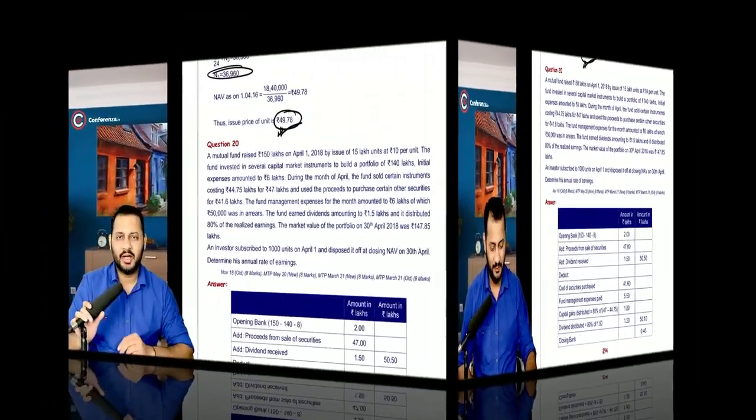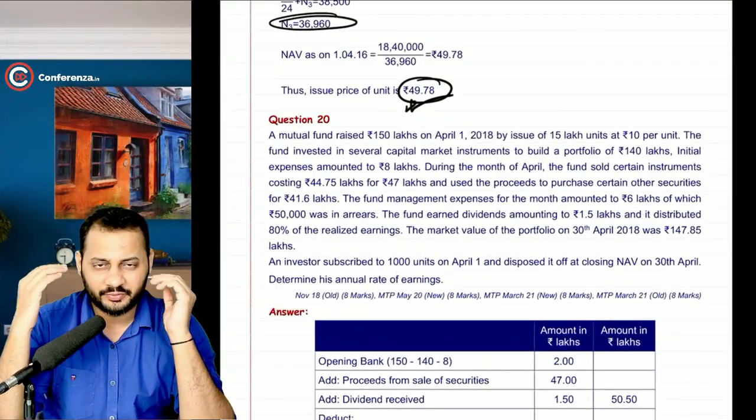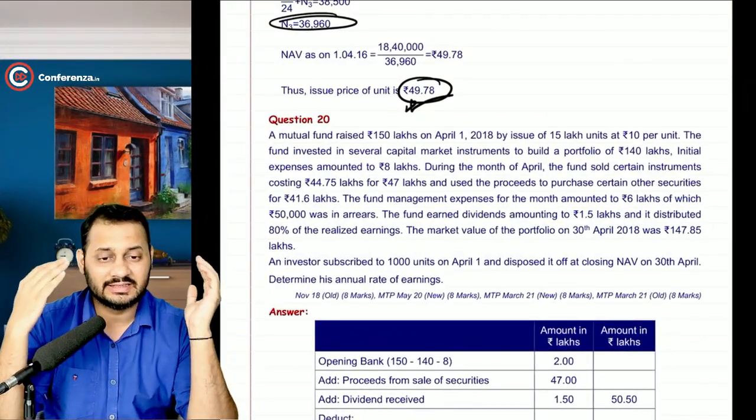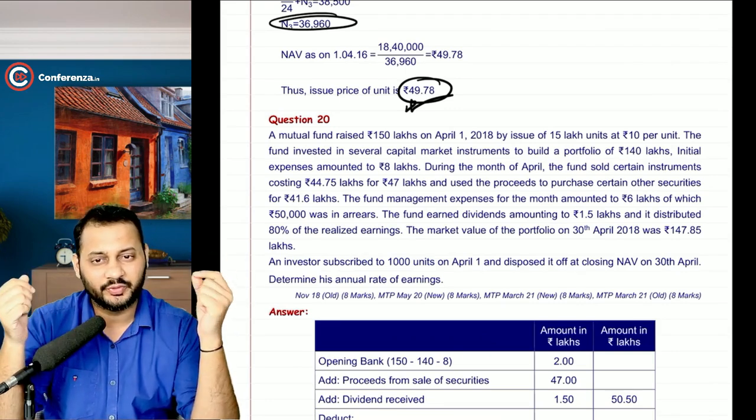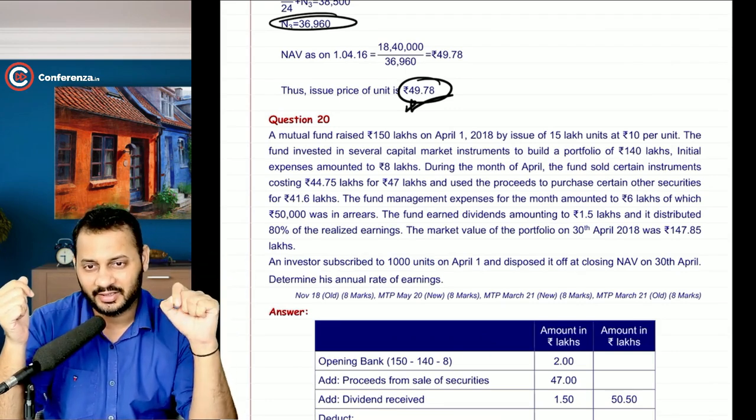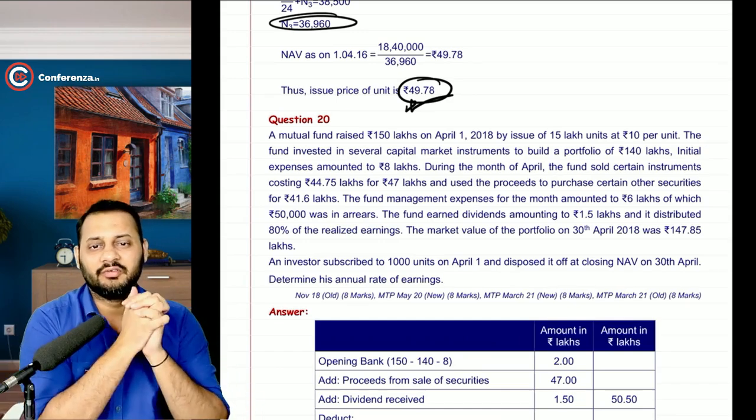Hello everyone, welcome back after the break, and question number 20 is going to be our next question. 21 is very much similar to question number 20, so 21 will be the homework for you. 20 is what we are going to solve in the class. Have a look. A mutual fund raised 150 lakh.